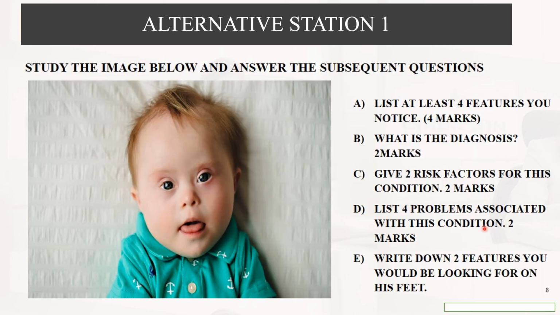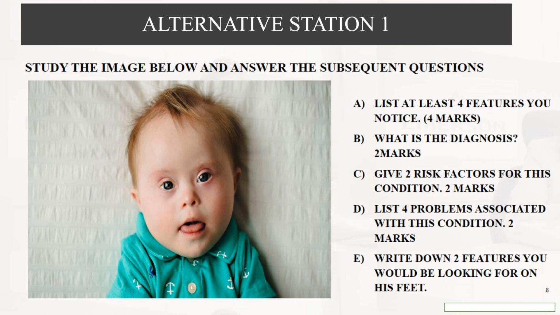Then the other alternate station is on risk factors. We have already mentioned the same ones. For 2 risk factors, you are just going to put the increased maternal age and the previous history of a child with Down syndrome. Then 4 problems associated with this condition. Remember all those problems: recurrent respiratory tract infections, hypothyroidism, hypogonadism, Hirschsprung's disease. A lot of the conditions we mentioned are the ones they want here.